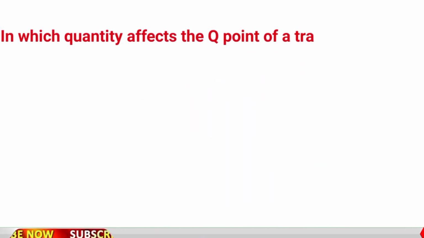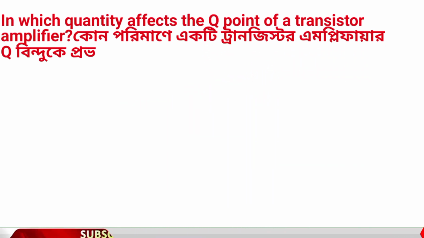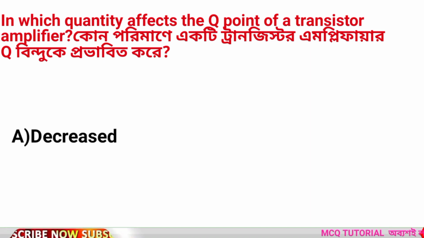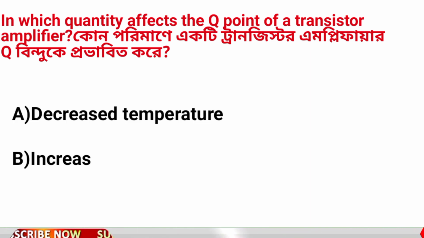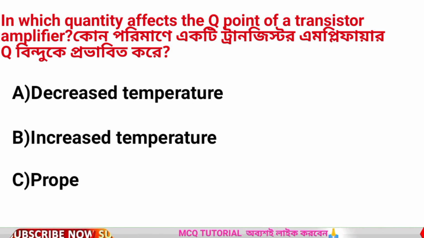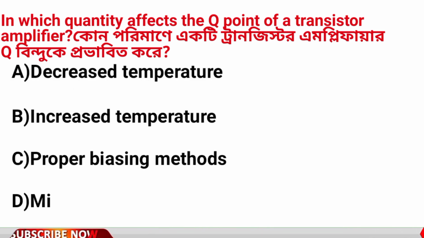Which quantity affects the Q point of a transistor amplifier? Option A, decreased temperature. Option B, increased temperature. Option C, proper biasing methods. Option D, mismatching signal.